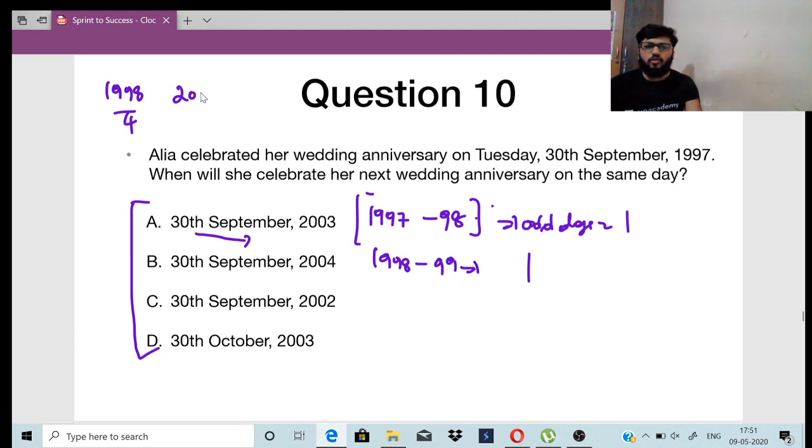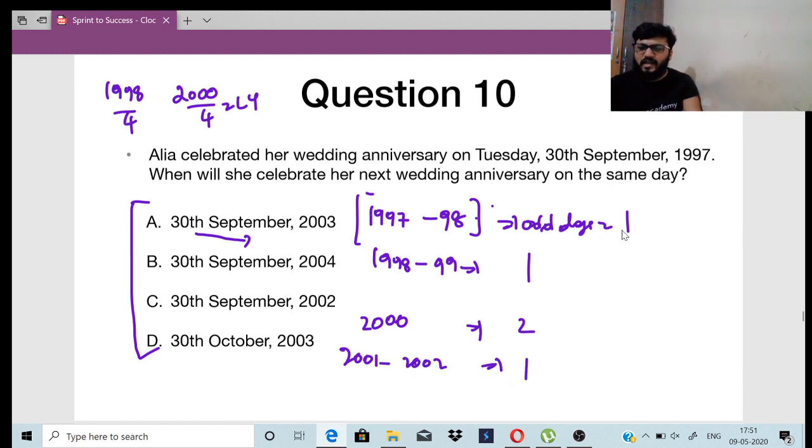Then you have 2000. 2000 divided by 4. So 2000 is a leap year. Every leap year has 2 odd days, right? So here 2 will come, right? This is for 2000. Then you have 2001 to 2002, again one odd day, right? Let me calculate. 1 plus 1 is 2, 2 plus 2 is 4, 4 plus 1 is 5, right?